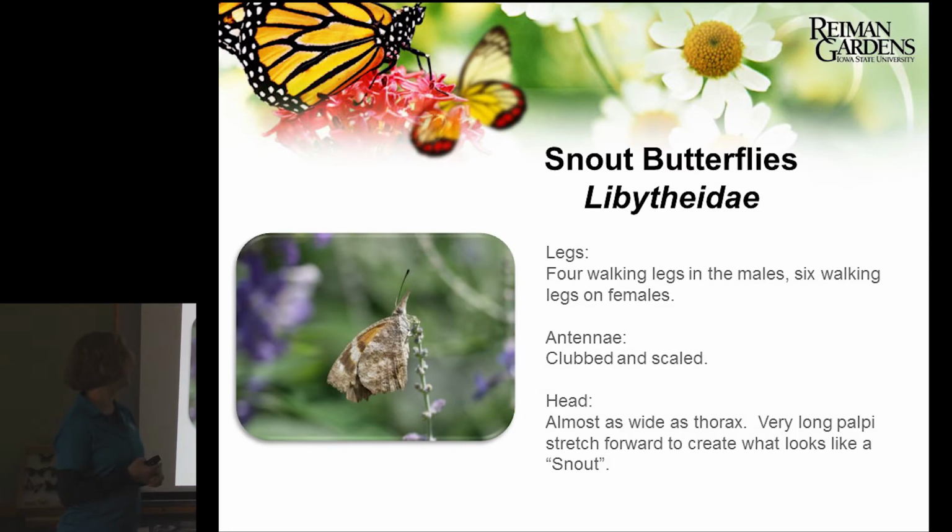The snout butterfly, very distinguishable. You can see on the picture, it looks like they have this big nose. Easiest way to identify that butterfly. Not a very big butterfly. They do have 4 walking legs in the males, 6 walking legs in the females. Their antennae are clubbed. It says scaled, so they are scaled similar to their wings, but you're not going to see that, obviously, unless you have them under a microscope. Their head is almost as wide as their thorax. The very long palpi, that's the anatomic term for their snout, is what gives them that look.